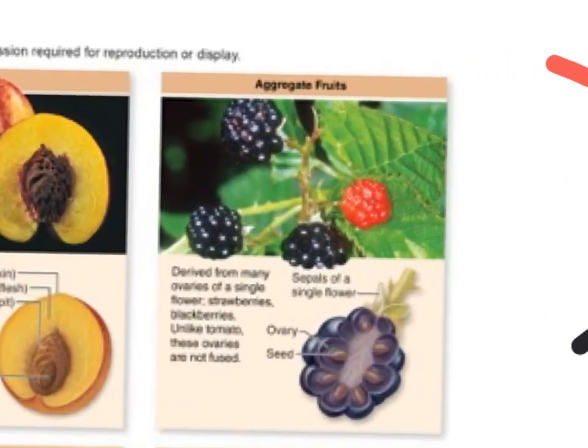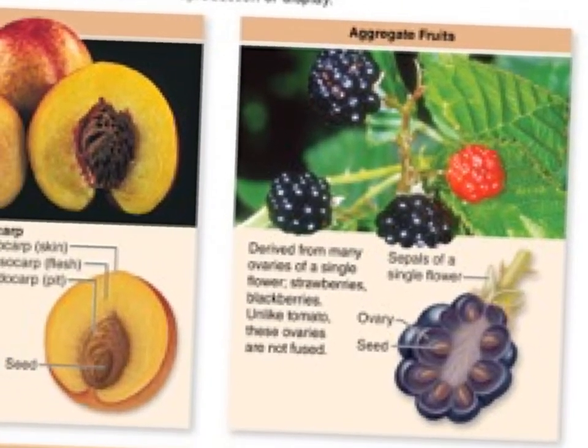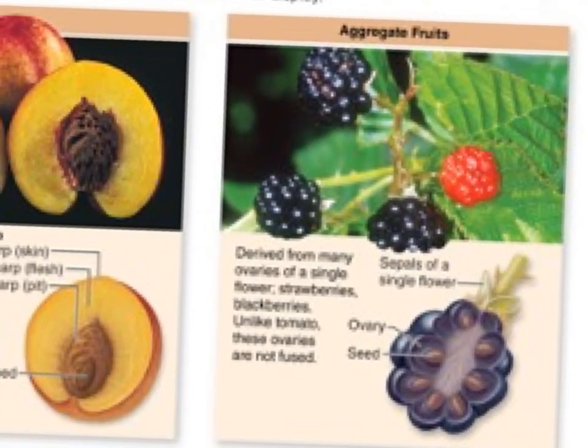And then finally, this is an aggregate fruit. There's actually all kinds of different fruits. So they're derived from many ovaries of a single flower, like strawberries, blackberries. Unlike tomatoes, these ovaries are not fused. They're individual. And there's other kinds of fruits as well.